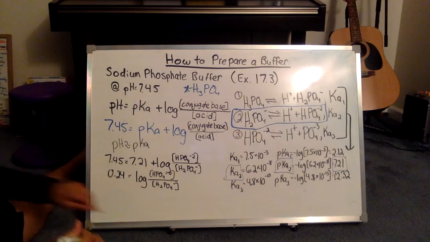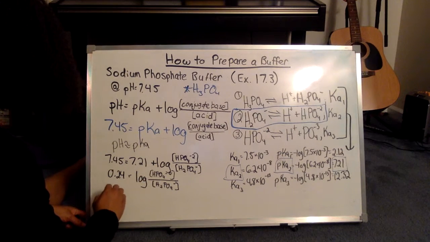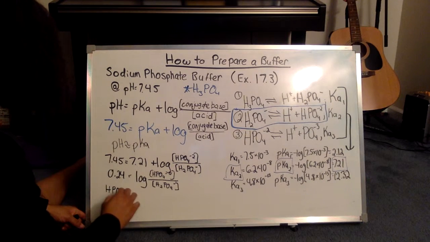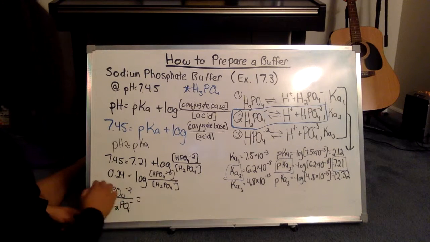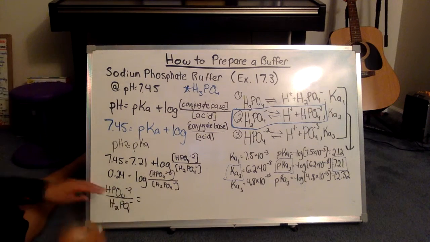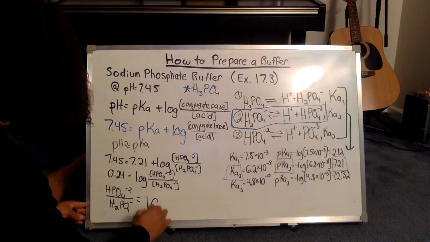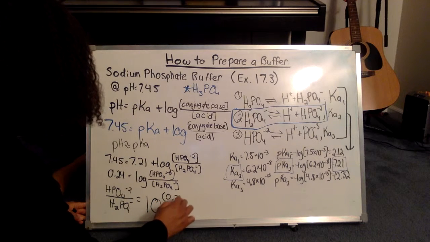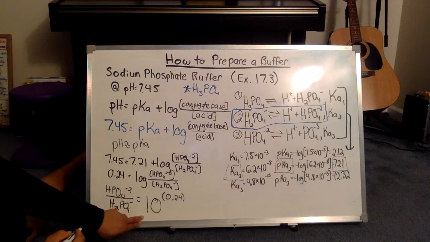We want to know what the ratio of conjugate base to acid is. So HPO4 minus 2 over H2PO4 minus is equal to, in order to get this quantity, we have to take 10 to the 0.24. This is the analog of this.